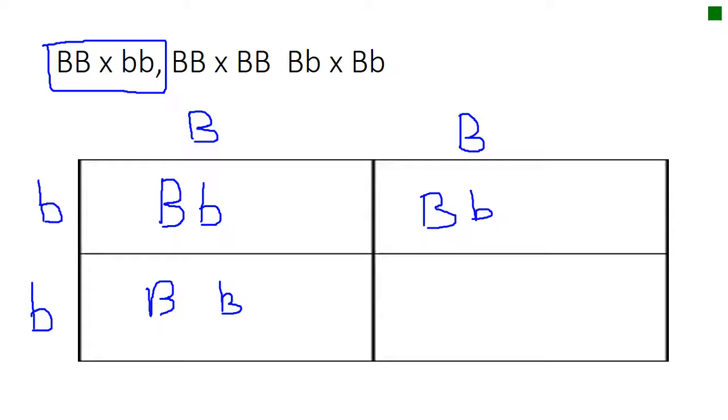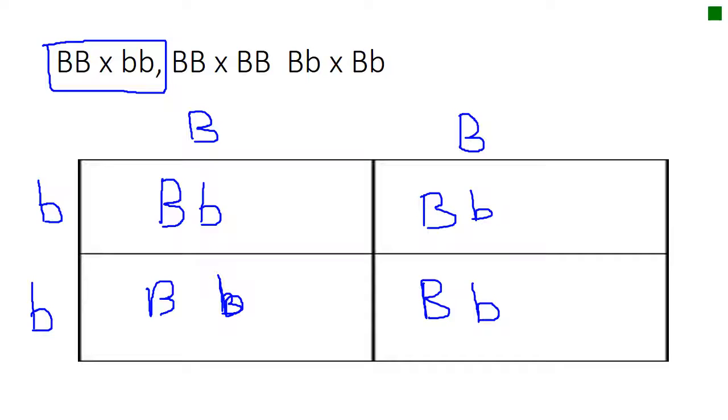Sorry about that. Okay, so then we have big B and then little b. And in this example, every individual in the offspring would be what's called heterozygous, because they all have a dominant allele and a recessive allele.